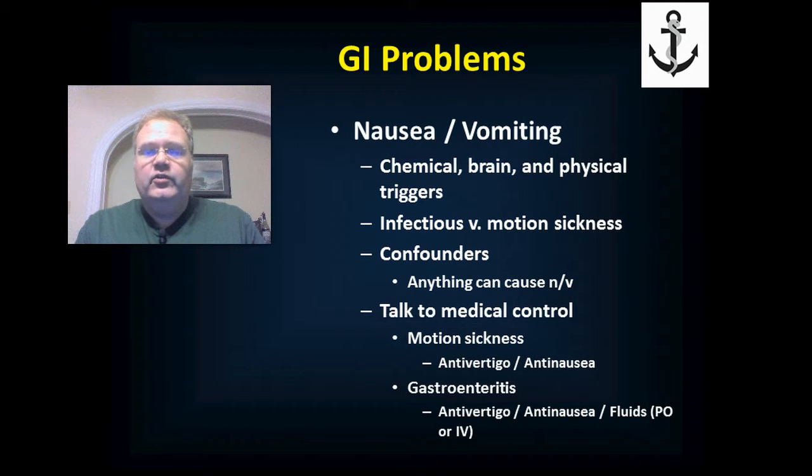If it's just motion sickness, anti-vertigo medications and anti-nausea medications will help quite a bit. If it's gastroenteritis, a viral inflammation of the stomach and the bowel, or even just the stomach, you can get a viral gastritis that causes nausea and vomiting. Anti-vertigo medications may help. Anti-nausea medications will help. And fluids to keep the patient hydrated, either orally if they can tolerate it, particularly after the anti-nausea medicine, or by IV if they need it.